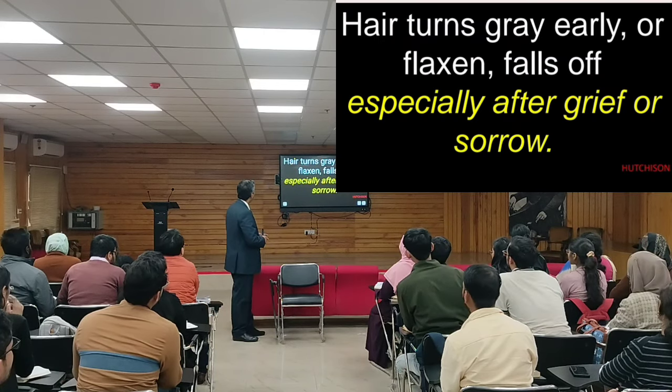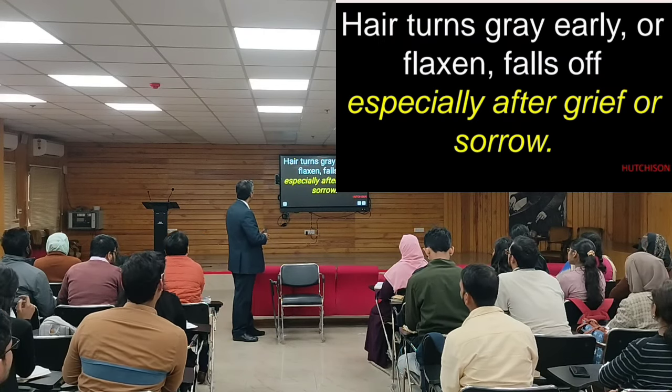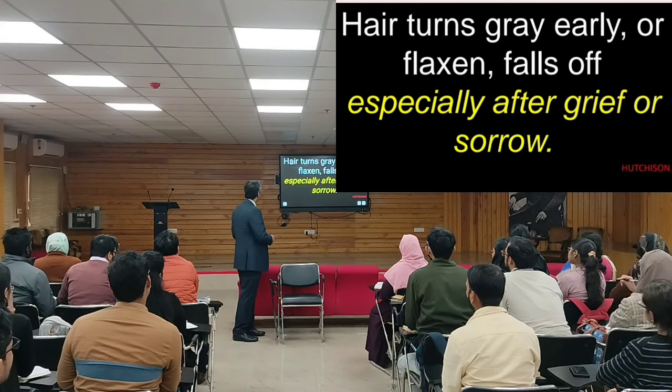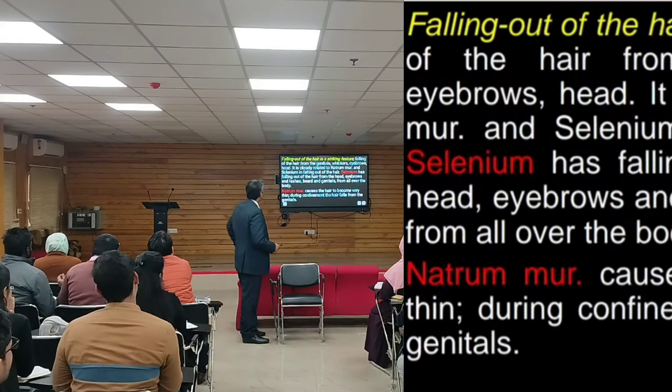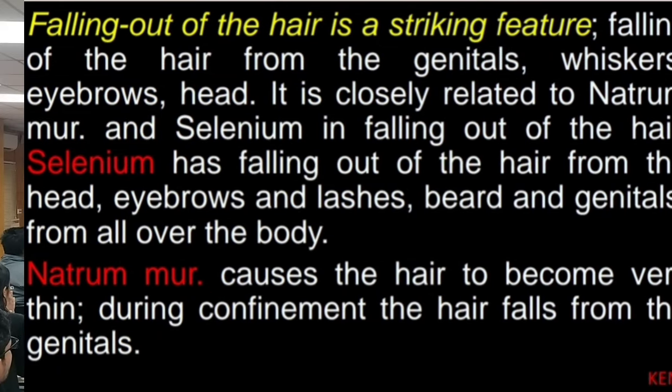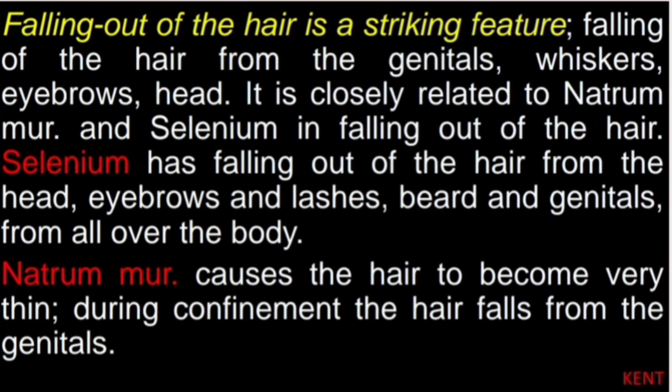Hair turns gray early, flaxen, falls off, especially after grief or sorrow. Kent has differentiated falling out of hair, falling of the hair from genitals, whiskers, eyebrows, testicles. It is closely related to Natrum mur and Selenium in falling out of the hair. Selenium has falling out of the hair from the head, eyebrows, lashes, beard, genitals, from all over the body. Natrum mur causes the hair to become very thin. During confinement, the hair falls from the genitals.